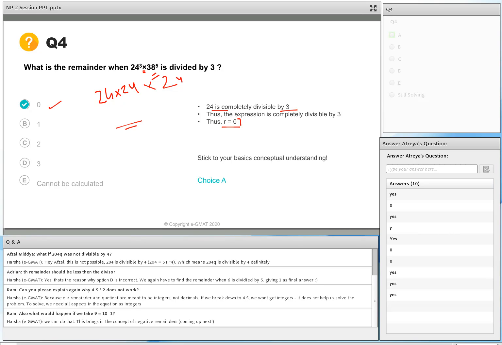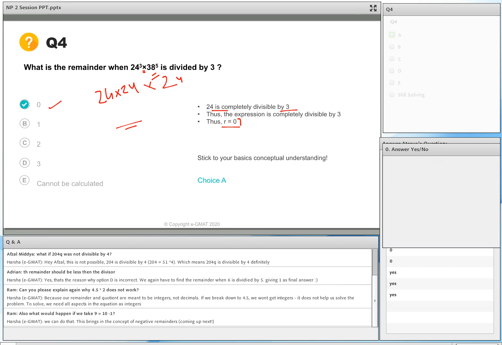I'm going to very quickly bring in the yes no poll. Please mark a yes if you understand how to solve this question and if the solution is clear to all of you.